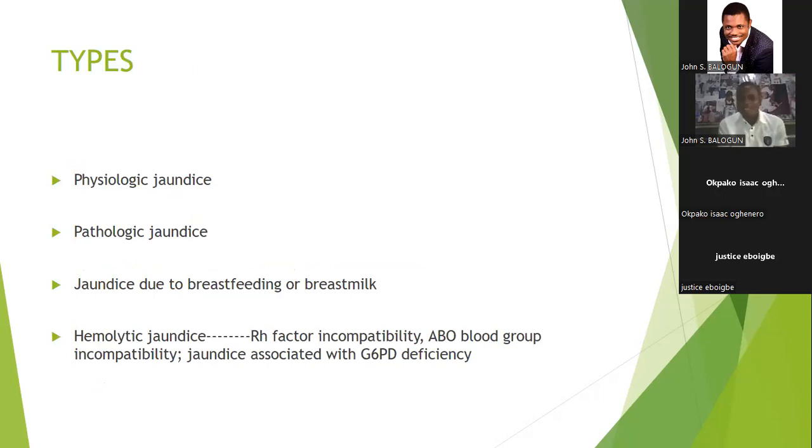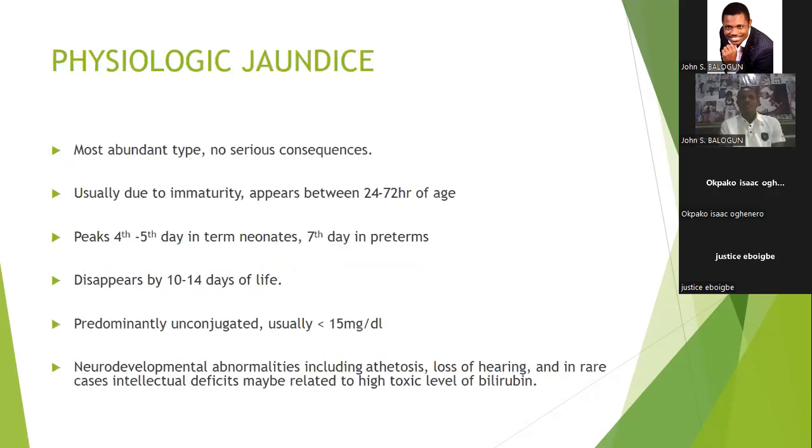There are different types of jaundice. We have the physiologic and then the pathologic jaundice. We also have jaundice that is due to breastfeeding or breast milk jaundice. Then we have hemolytic jaundice. All of this we have talked about earlier. Now, let's narrow down on physiologic jaundice.